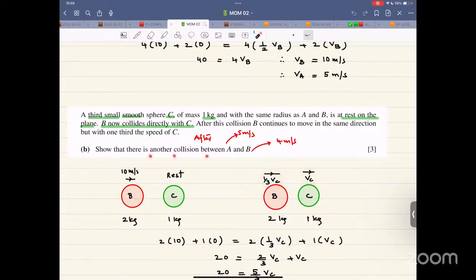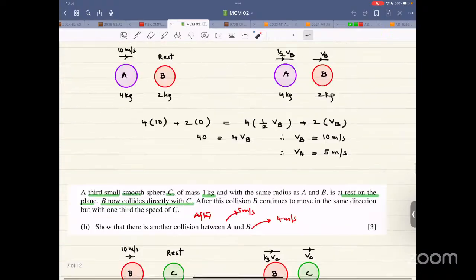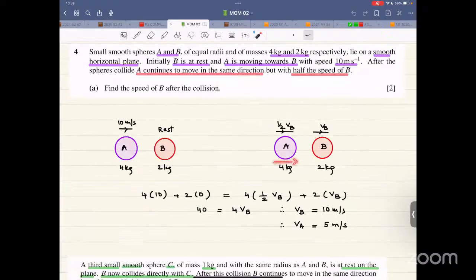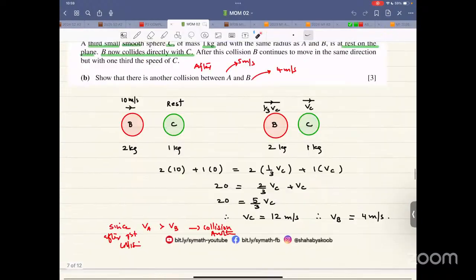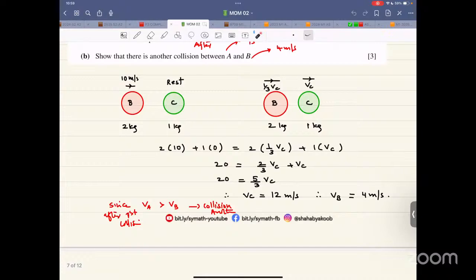Show that there is another collision between A and B. Very nice question. So now A is moving towards B. It has a speed of 5. This has a speed of 10. Let's see what working is required. So now over here, this is 2 into 10, 1 into 0, equals 2 into one third VC, plus 1 into VC. VC comes out to be 12.